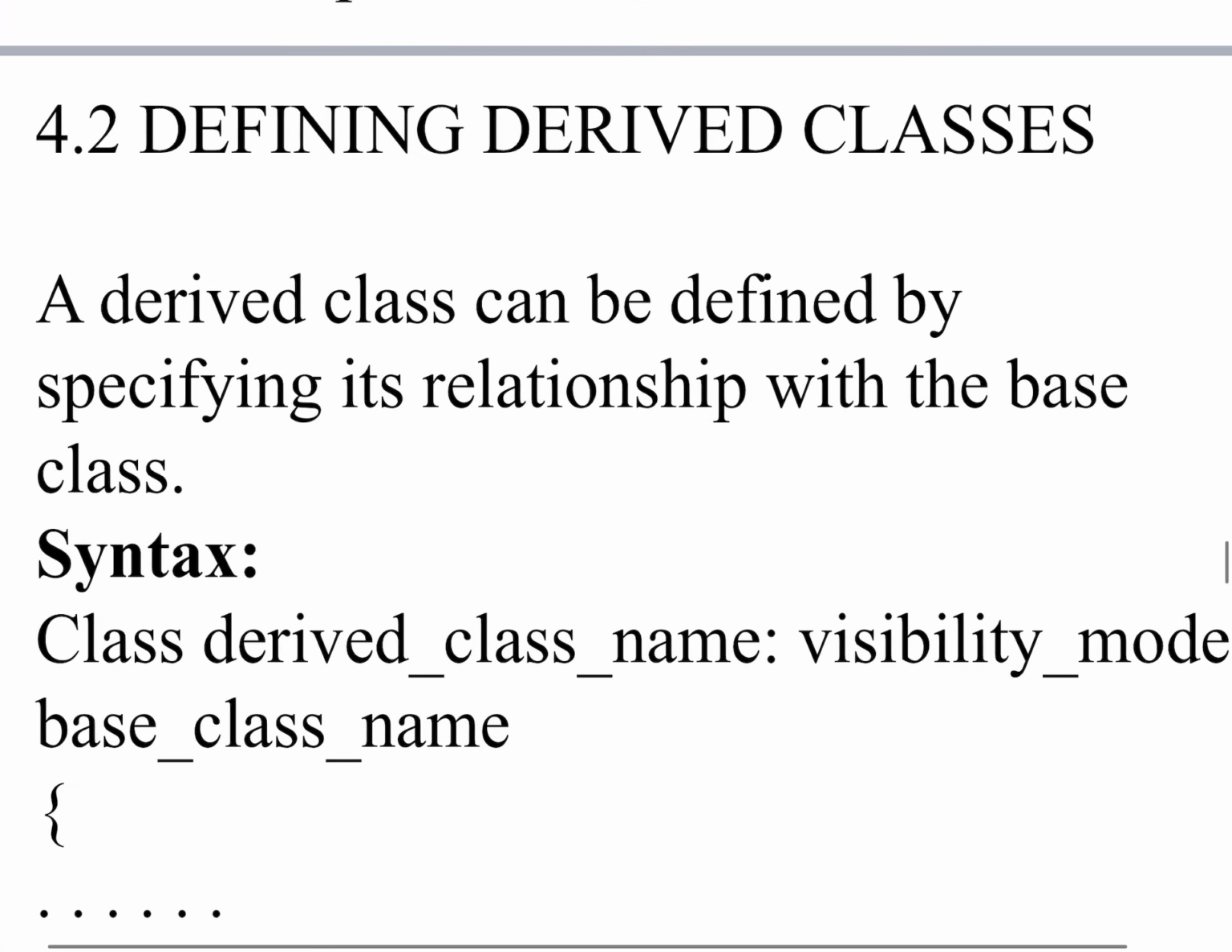Next topic, 4.2 Defining derived classes. Now how do we define a derived class? A derived class can be defined by specifying its relationship with the base class. Now we have to follow the syntax. Class is a keyword, then the derived class name, colon, visibility mode, either private, public or protected, which we will also learn, and the base class name. Then an opening curly bracket, the body of the class, and a closing curly bracket. This is the syntax of the derived class we have to follow.